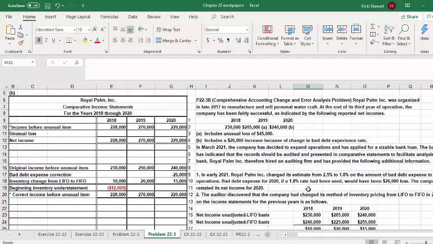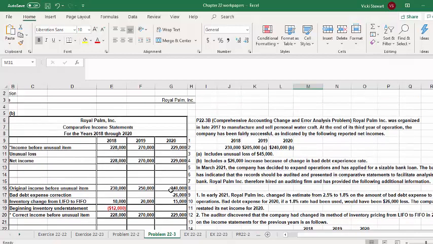So we have discussed all of the information that the problem gave us. We have recorded in each situation what the correction would be, and the spreadsheet has been calculating the correct income before the unusual item, and that's at the top also. So now we will just record that unusual loss for 2019, and that will give us the correct net income for 18, 19, and 20. And that is the conclusion of the demonstration for problem 22-3B.